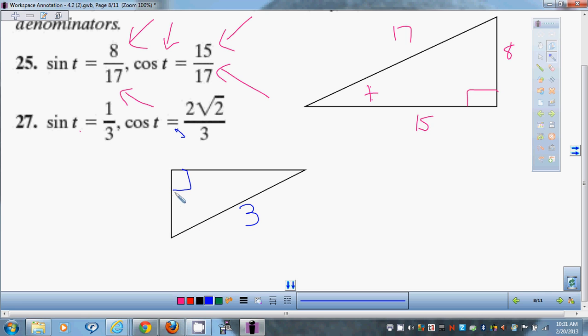Where's your theta? Where's your T? Alright, now your triangle may look a little different than hers, but this is right. From her T, you want to go do your trig ratios over here on the right. From her T, her opposite is 1, her hypotenuse is 3. From her T, her adjacent is 2 radical 2, hypotenuse is 3.